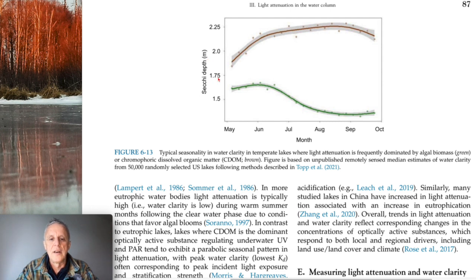So what we see here is, on the y-axis, the depth increases as you go up the y-axis, right? So for the lakes where algal biomass is dominating, we see a decrease in the Secchi depth starting like early June, with a minimum probably around September, October, where it is the inverse for lakes that are dominated by organic matter. We see an increase in Secchi depth from May through about September, at which point it starts to decrease again.